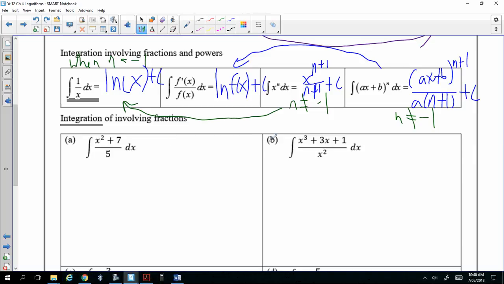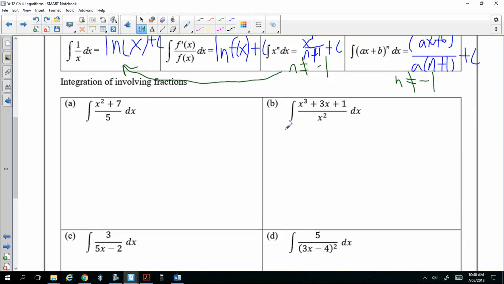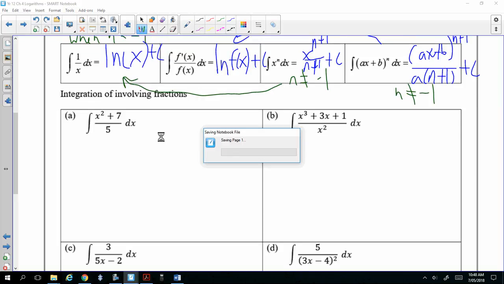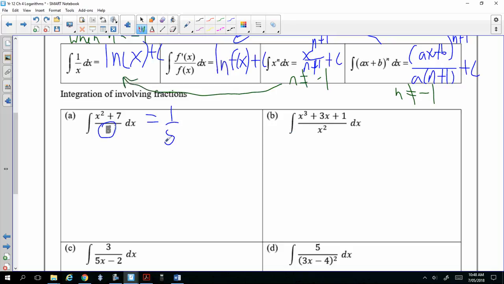So we'll try the first question. The first one, you can see when there's a constant there, you can just bring it out, just write 1/5, and you can just do it normally. So this is just 1/5 bracket x cubed over 3 plus 7x, plus c, right? So if it's a constant in the denominator, just bring it out, and it becomes normal.